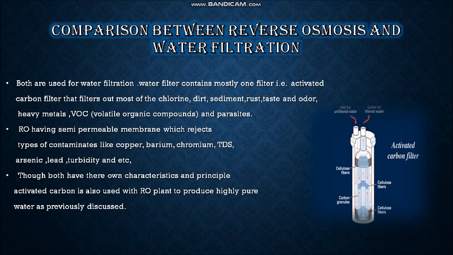Water filtration and reverse osmosis both are used for water purification; water filtration mostly contains one filter, activated carbon. RO has a semi-permeable membrane which rejects types of contaminants like copper, barium, chromium, and total dissolved salts. So both have their own characteristics and principles. Activated carbon is used with RO to produce highly pure water as previously discussed.